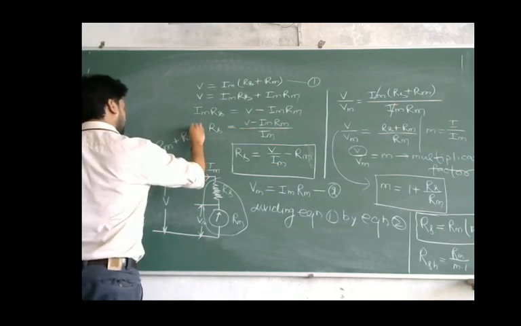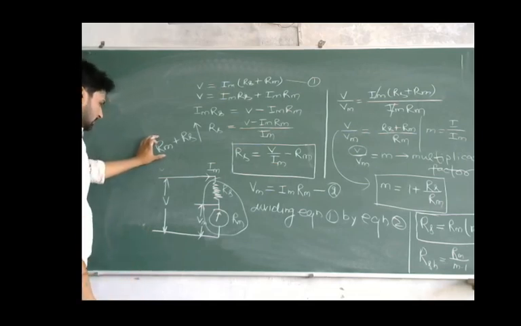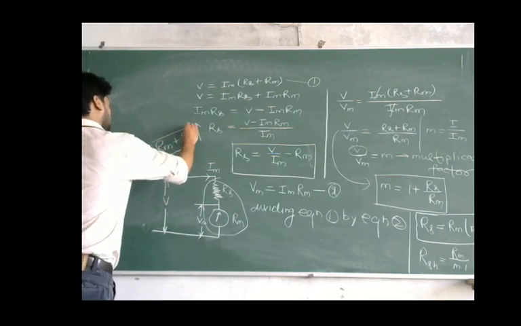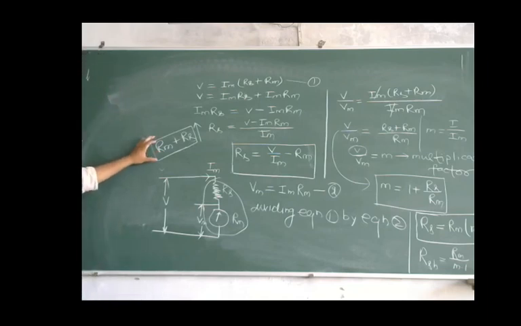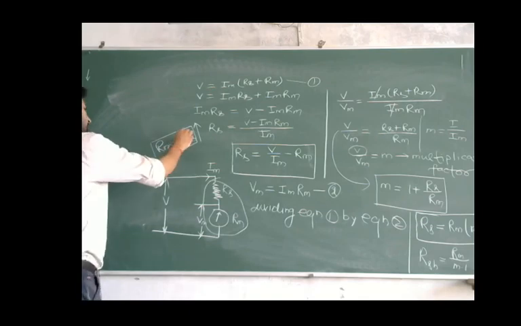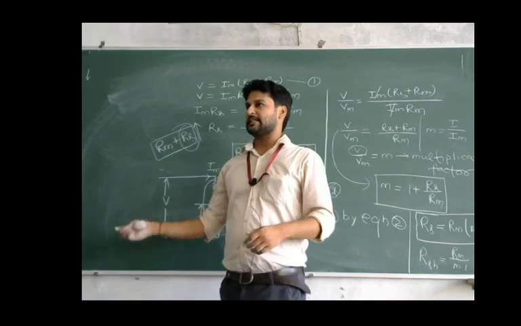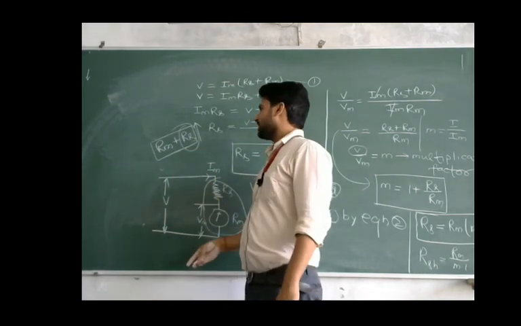But the value of Rs is very large. This resistance Rm contributes a very small fraction to the total combination. The effect of temperature mainly depends on the value of this resistance, because this resistance has a very large value, so the error mainly depends on it.